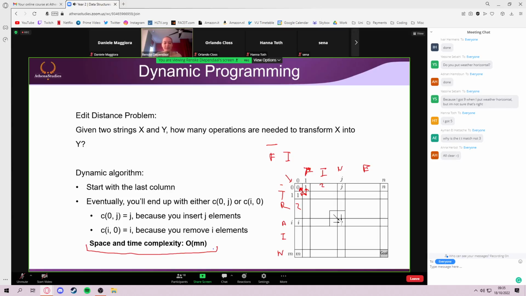So the space and time complexity is m times n, where m is the number of letters you have in each word. So if you fill in a table, you're going to have m letters this way, n letters this way, right? And you're going to need to fill in each part. So it's an operation for each cell that you have. So the time complexity is also going to be m times n.